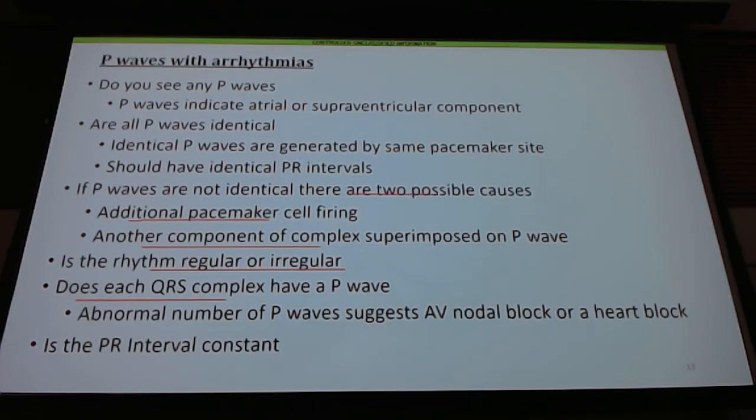Then the next question is, is the rhythm regular or irregular? And then, does each QRS complex have a P wave? So do you have a P wave followed by a QRS? Or are the P waves and QRSs not coordinating, not talking to each other, and now you have more P's than Q's, which would lead to a different type of arrhythmia?